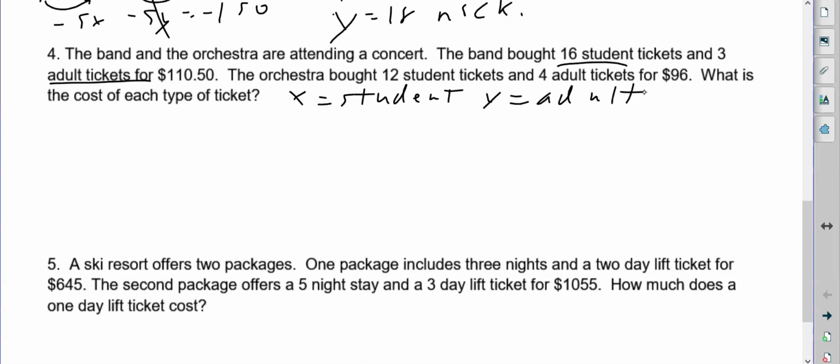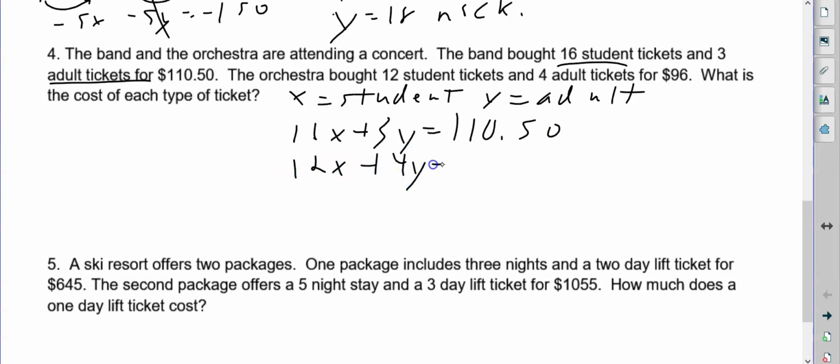So that was band, what band did. So there were 16 student tickets plus 3 adult tickets that equaled $110.50. Orchestra had 12 of these plus 4 of these for $96. Now notice this is different. This is not number, value. This is comparing the value of 2 different groups.